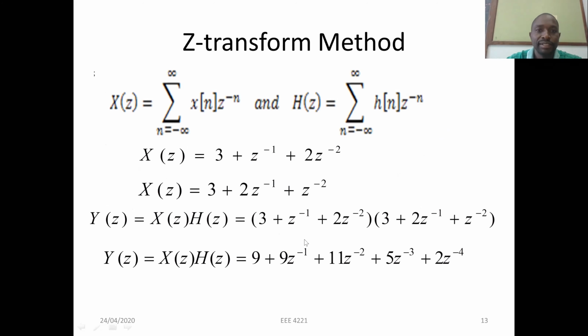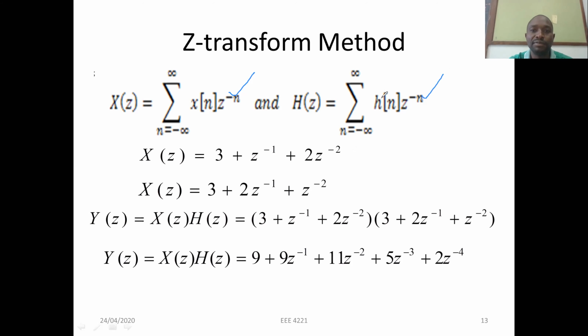Okay, so in the example we've just been looking at above, we notice that Z-transform by definition is given by X of z, summation from n equals minus infinity to positive infinity, x of n z to the power minus n. That's for the first signal. Then you also do the Z-transform of the second signal, H of z. Again, summation from minus infinity to positive infinity, h of n z to the power minus n.